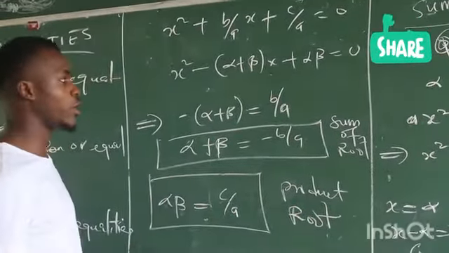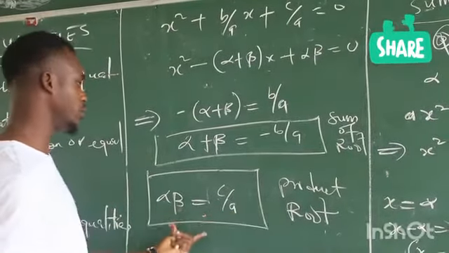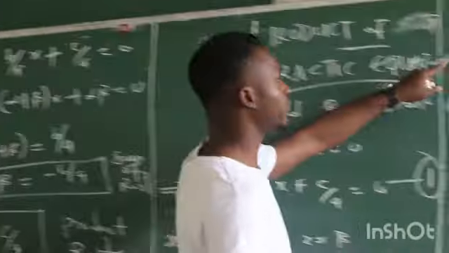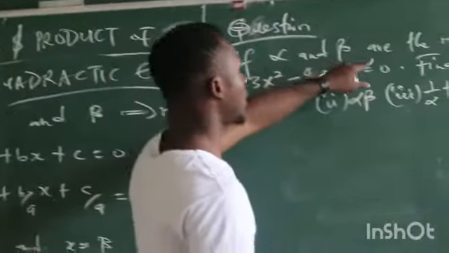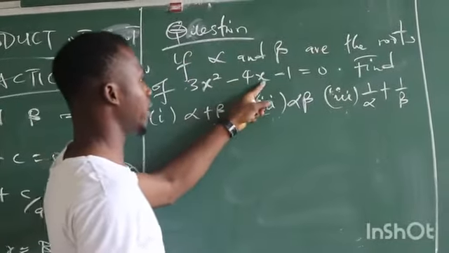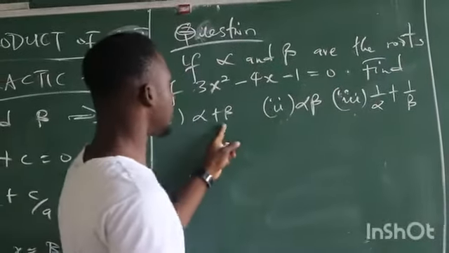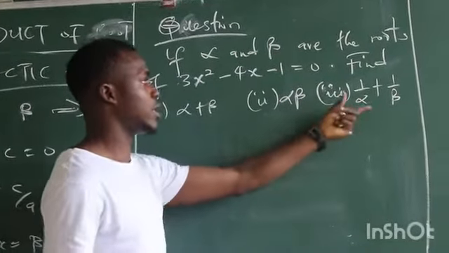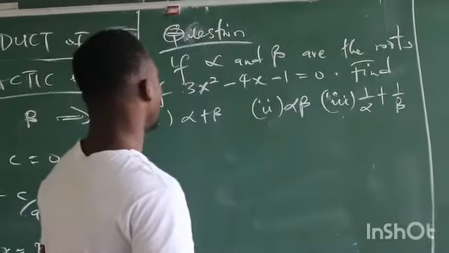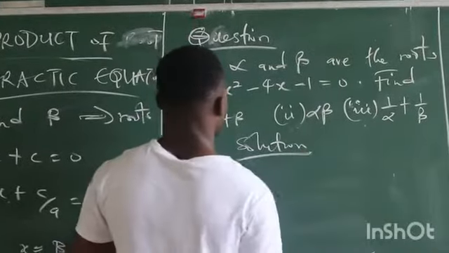Okay, so we are going to be using this sum of the roots and the product of the roots relationship to solve the question here. We have: if alpha and beta are the roots of 3x squared minus 4x minus 1 equal to 0, we should find alpha plus beta, and also solve for this. Okay, so now we have the solution for this question.